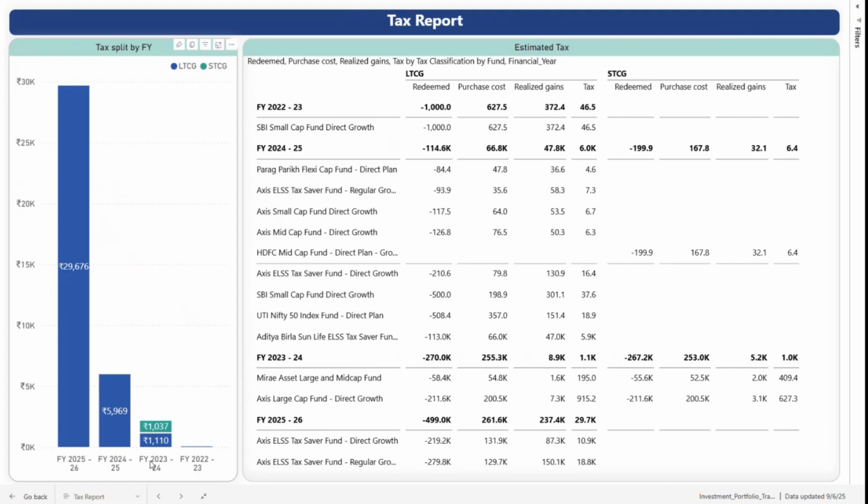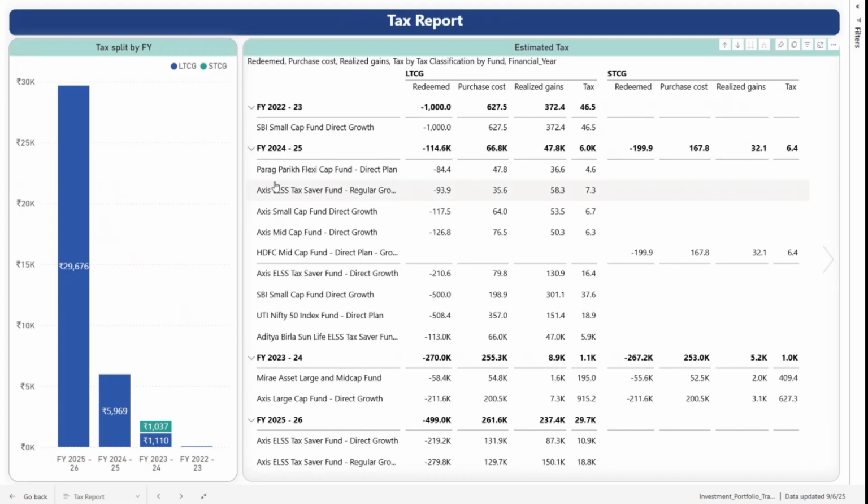From financial year 2022 all the way to 2023, I have redeemed something. If you had redeemed in 2017, that would also get populated here. So you see how much you redeemed in each financial year, what the purchase cost was, what realized gain you achieved, and what the tax is. Here 372 rupees is the gain, which falls under long-term capital gain, because the small cap fund units you redeemed were purchased 3 or 4 years back, and those are eligible for long-term capital gain.